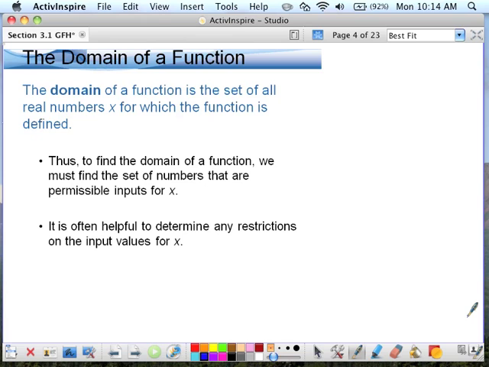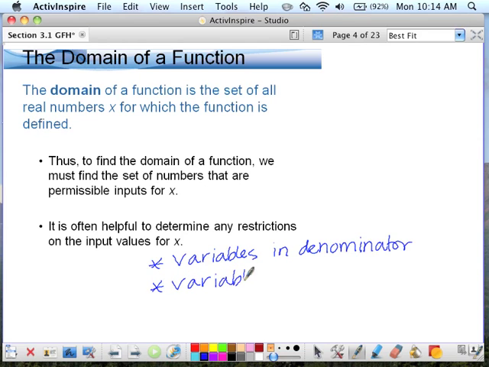So when do we have restrictions? We know that we have restrictions when there are variables in the denominator. And we also have restrictions when there are variables under a radical. Is it just any radical? How about an even radical? You have restrictions on square roots, fourth roots, sixth roots, but you don't have them on cube roots. You only have restrictions for even radicals. So be sure that you understand that. Just a quick review.